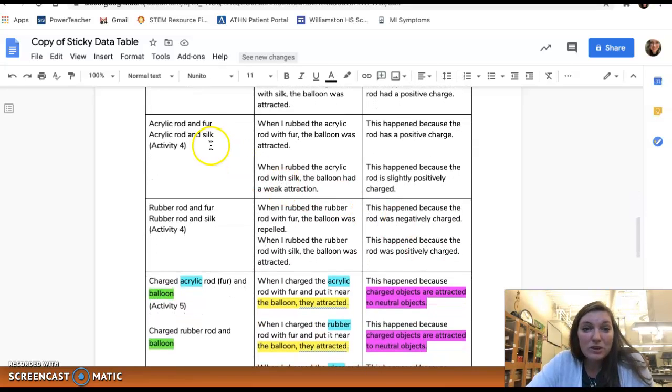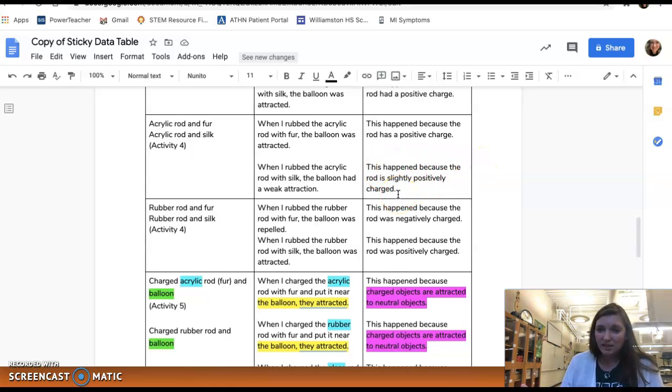When I had the acrylic rod and fur, when I rubbed it with fur, the balloon was attracted, and this happened because the rod had a positive charge. When I rubbed the acrylic rod with silk, the balloon had a weak attraction because the rod is slightly positively charged. So again, negative charged balloon, positive rod, that's what's going to happen there.